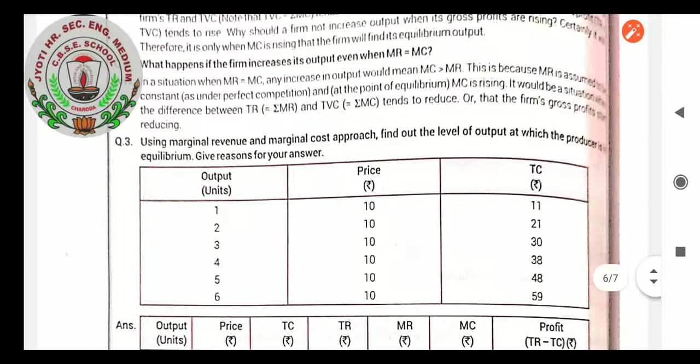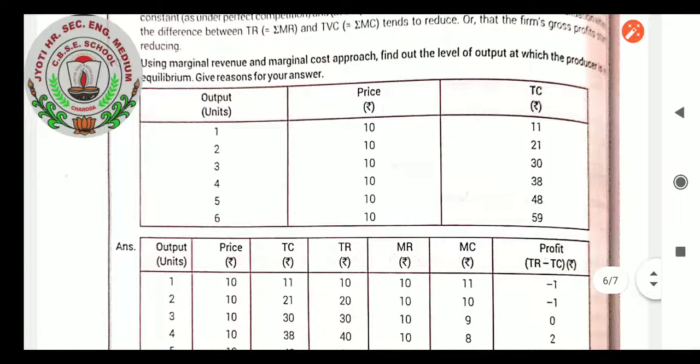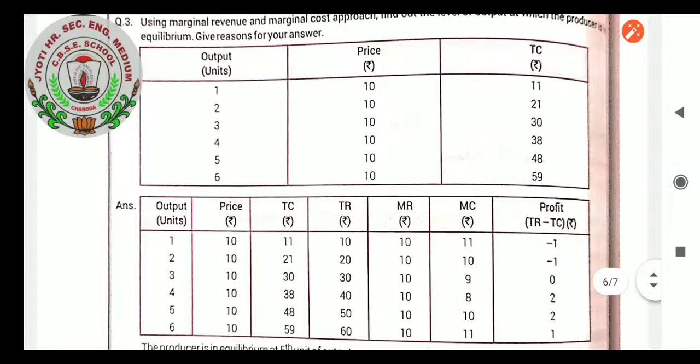This is one of the questions where you are given the price per unit, which is constant. You can say it is marginal revenue, and total cost is given. By this, you have to find the level of output at which the producer is in equilibrium. The producer is in equilibrium where they are getting the higher profit, and you have to give the reason. Using the marginal revenue and marginal cost approach that we learnt in the last question, please try to solve this question. The output is also given. If you have any doubt, you can ask me.